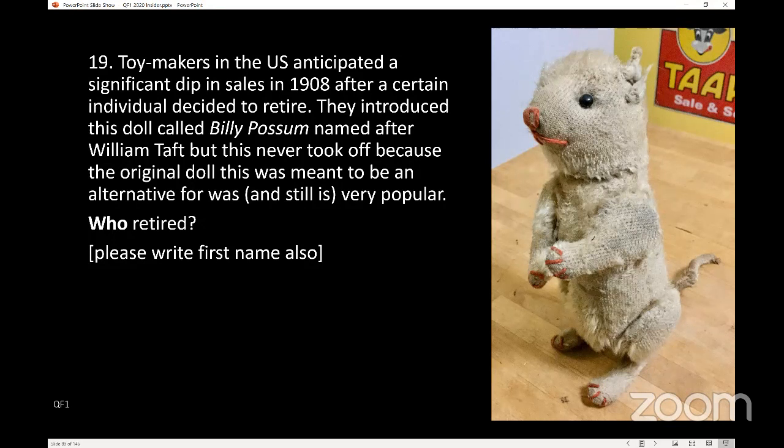I want the first name for this because there are multiple people with the same surname. Multiple famous people with the same surname. So I need the name of a person after whom a certain doll was named. This person retired in 1908. And his position was filled by William Taft. So who is this person?